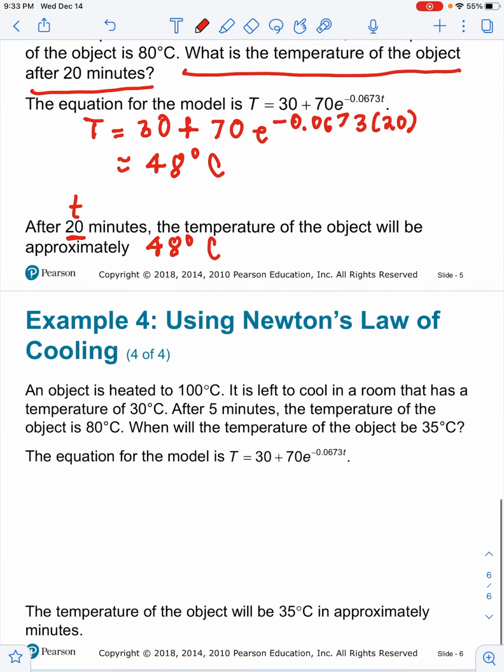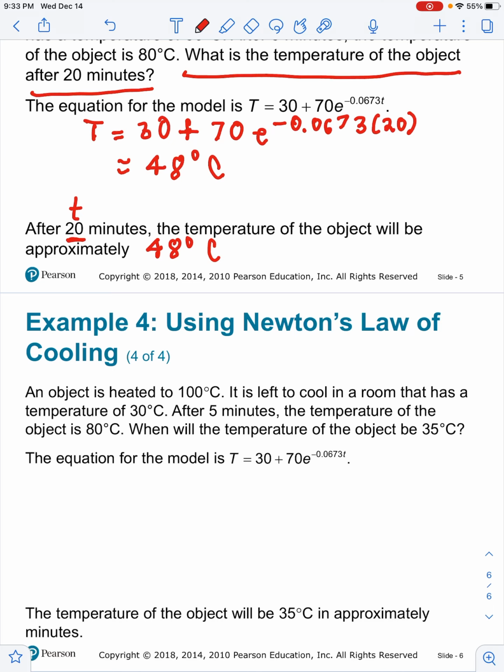So now, in our final example, let's see a different twist on our scene. So our scene again starts, an object is heated to 100 degrees. It's left to cool in a room that has a temperature of 30 degrees. After 5 minutes, the temperature of the object is 80 degrees. That's just setting the scene, same scene as we saw from the start. The question is, when will the temperature of the object be 35 degrees? So in this final part, they want to know when the temperature is going to be 35 degrees. So that 35 degrees is going to be plugged in for the uppercase T, and we're going to solve for the lowercase t.